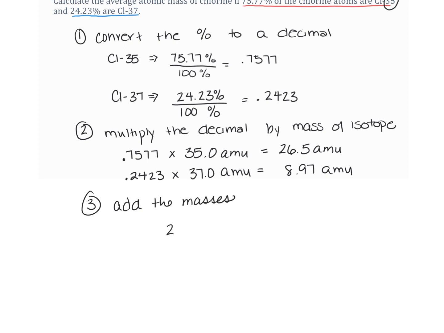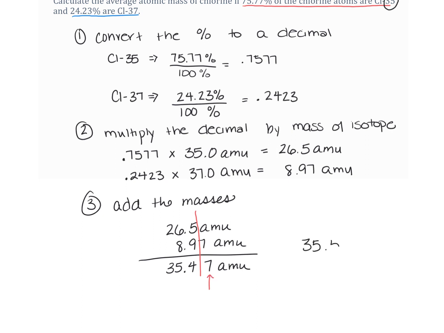So when you do this, you take 26.5 AMU and you add 8.97 AMU. Now you're adding, so you do have to use your addition significant figure rules, and that's going to give you 35.47 AMU. We're going to look right here to see where we need to round, and that's over 5. So that's going to give us 35.5 AMU.